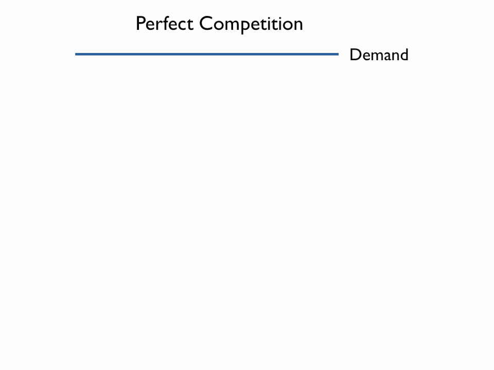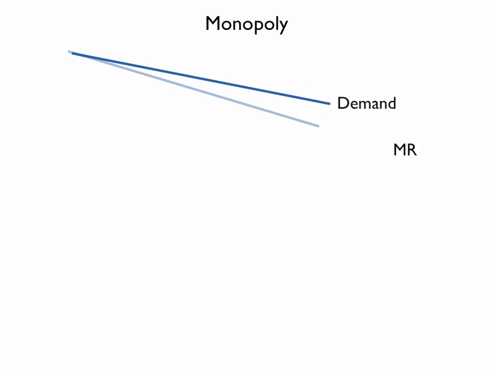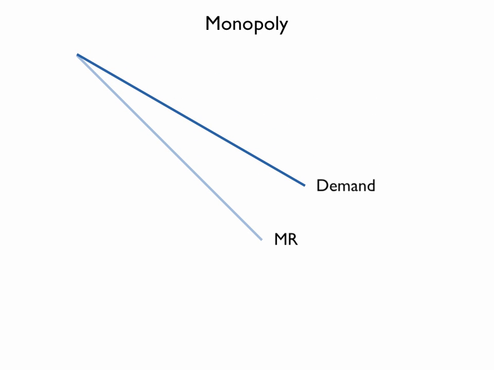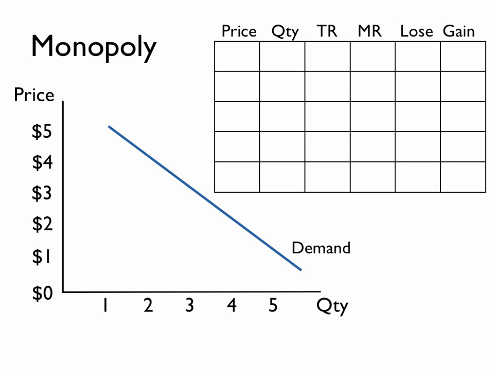Once again, the demand curve is equal to the marginal revenue curve under perfect competition, and they are sloping in monopoly, and they separate as they slope. The marginal revenue curve is always steeper than the demand curve. Let's take a look at this table and see how this would work. Here we have price and quantity. Let's begin with a price of $5 and see what quantity we would have.